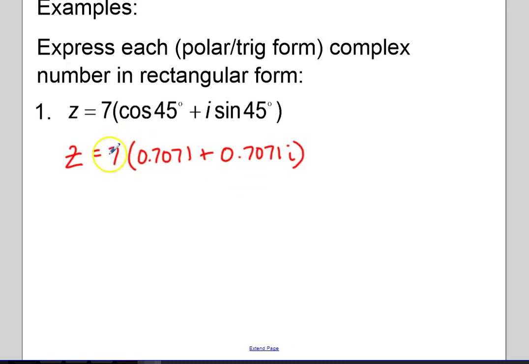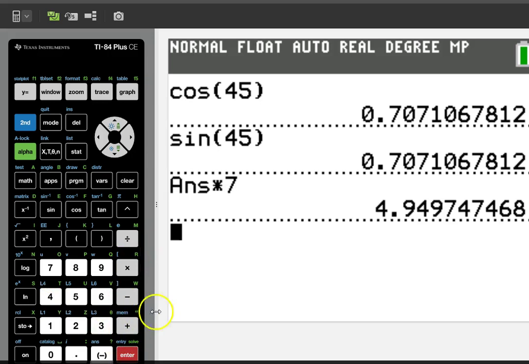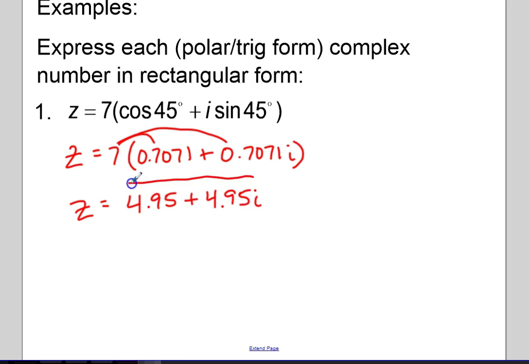Now I just need to distribute the 7. So to the nearest hundredth place, 4.95. Distributing that 7, I'm going to box this in. We're going to use a rectangle for rectangular form. How do you like that? That way we'll remember that this is rectangular form. So we're going to do one other one, and then we'll check to see if this makes any sense.